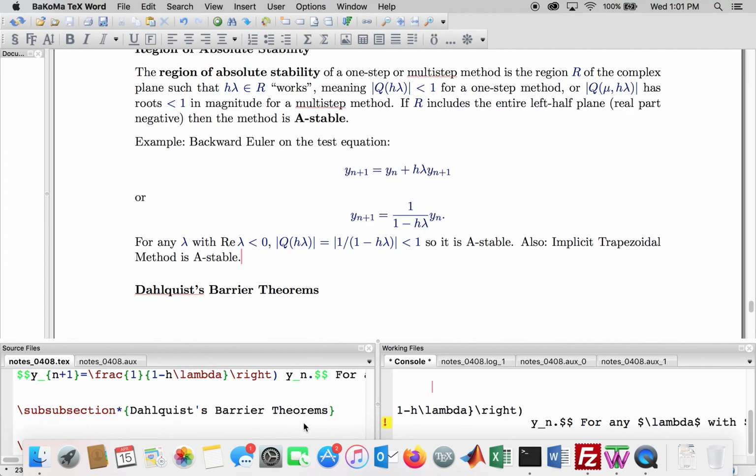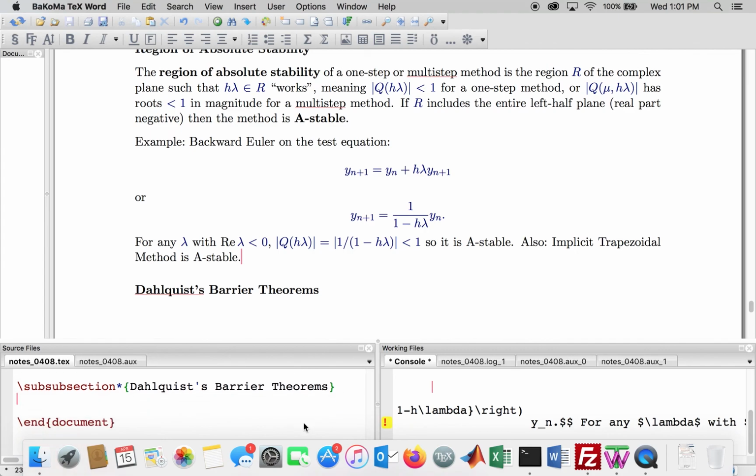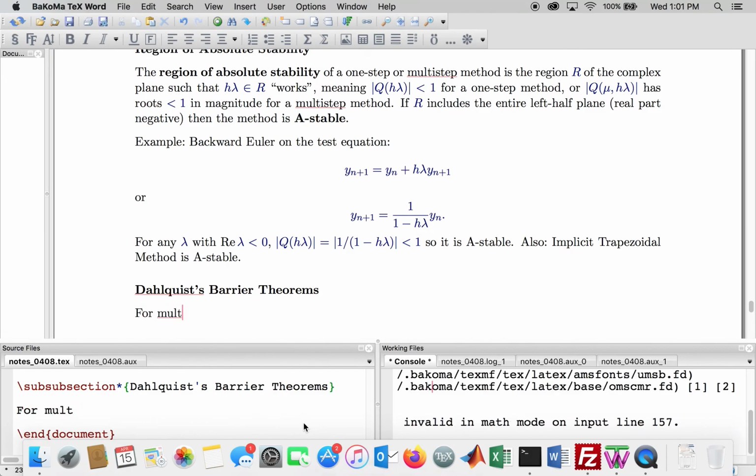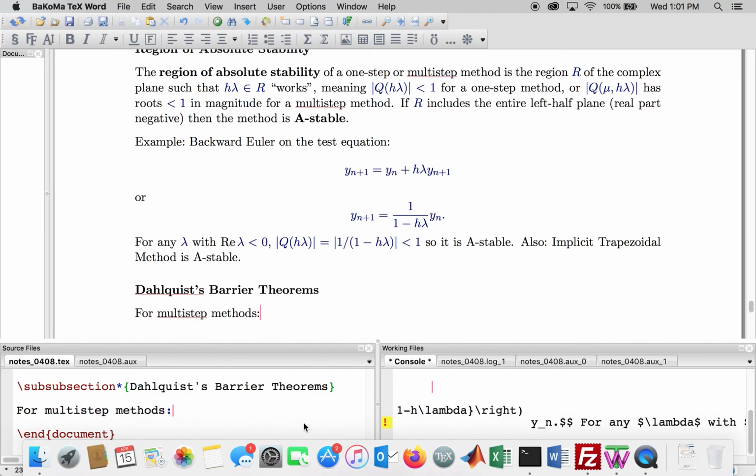But it's actually been proven that there are limitations on what methods can be A-stable, and that leads to what are called the Dahlquist barrier theorems for multi-step methods, which is what these barrier theorems apply to. We've already seen Dahlquist had another theorem for multi-step methods, the Dahlquist equivalence theorem, which states that a consistent method is convergent if and only if it is zero stable. So these are other theorems that he had for multi-step methods.